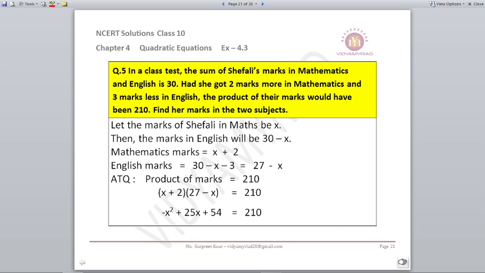In a class test, the sum of Shefali's marks in mathematics and English is 30. Had she got 2 marks more in mathematics and 3 marks less in English, the product of their marks would have been 210. So let Shefali's marks in maths be x. So English it will become 30 minus x, because total is 30. In mathematics they are saying 2 marks more, so x plus 2. In English they are saying 3 marks less, so 30 minus x minus 3, which becomes 27 minus x, and the product of their marks is equal to 210. So x plus 2 into 27 minus x is equal to 210.